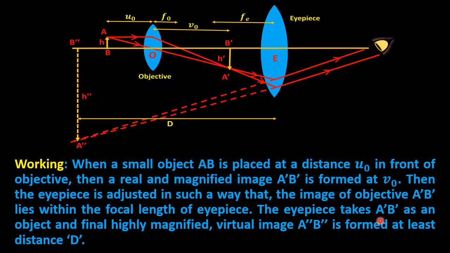The eyepiece takes A'B' as an object, and finally a highly magnified virtual image A''B'' is formed at the least distance capital D. So this image, which is formed by the objective lens, will act as the object for the eyepiece, and the final highly magnified virtual image is formed at the least distance of distinct vision.